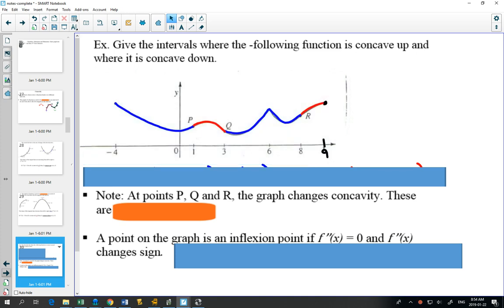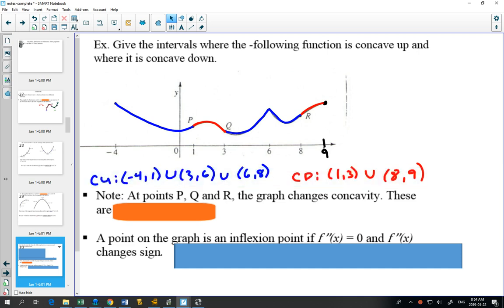Okay, here we've got a section labeling the blue parts as being concave up, the red parts as being concave down. And the points P, Q, and R are where it changes from concave up to concave down, or concave down to concave up. So if we were going to give the intervals where it's concave up and concave down, -4 to 1, 3 to 6, and 6 to 8 are all the sections where it's concave up, and 1 to 3 and 8 to 9 are where it's concave down.